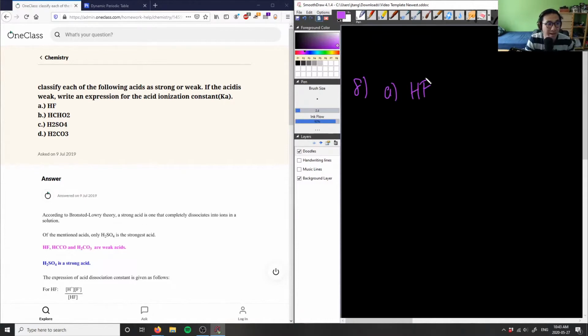HF here, and I know this is hydrofluoric acid. So hydrofluoric acid here is a strong acid. You could think of hydrofluoric acid as HCl or something like that, but even stronger. In this case, it will dissociate fully into water. So therefore, this here is a strong acid.